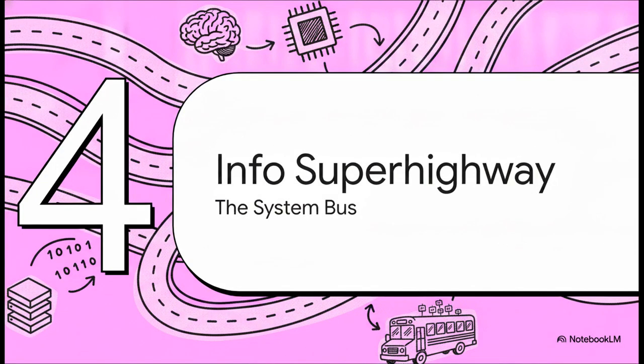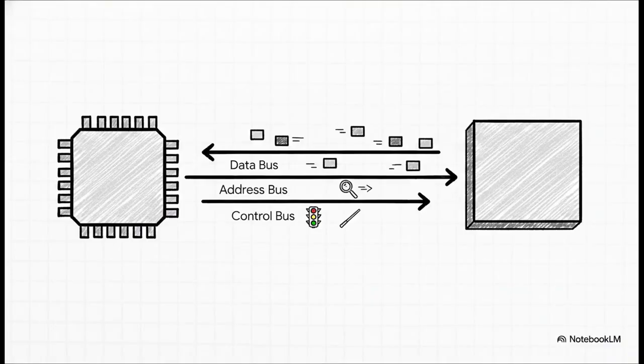So if all this data is constantly moving around between the memory and the CPU, how does it physically travel? Enter Section 4, the Information Superhighway. The system bus acts as the literal nervous system of our machine. It meticulously manages the flow of data using three very specific channels. First up is the data bus, which transfers the actual data. This one is bidirectional because the CPU needs to be able to both read data from memory and write data back to memory.